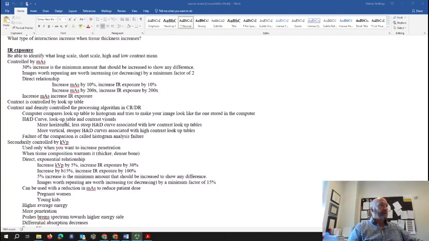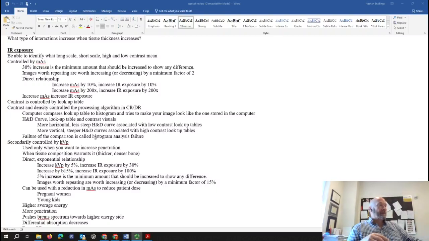Your H&D curve, we talked about the H&D curve, and it doesn't really have a place except for visuals of the type of lookup tables that you are going to apply to your image. So just a real quick, brief review. If we have an H&D curve that's very horizontal, that means it takes a lot of exposure to go from one density to the other. Long scale contrast, low contrast. A very horizontal lookup table or H&D curve is associated with a lookup table that's going to give you a lot of grayscales, as opposed to a very vertical lookup table or H&D curve, which is associated with a lookup table that will give you very high contrast.